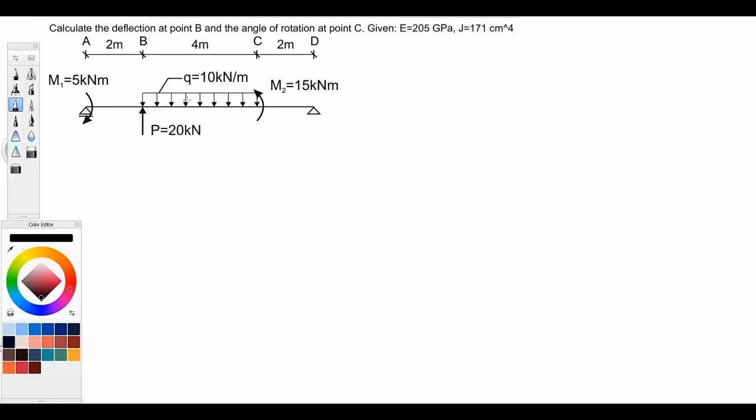I warmly welcome you. Today we will solve a simple task using the Clebsch method. Specifically, we will focus on calculating the deflection at point B and the rotation angles at point C of a beam like the one in the drawing.